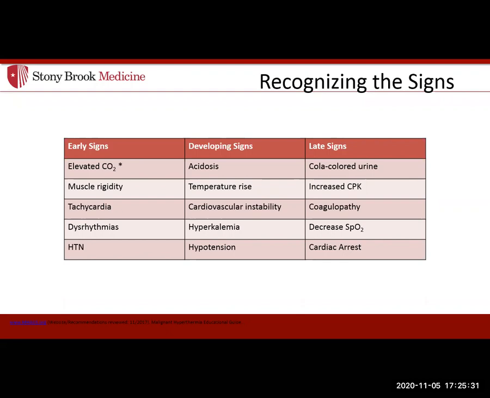The developing signs include our acidotic state and our temperature rise. Now, the temperatures in malignant hyperthermia can get extremely high, and I'll focus on those values on the next slide. And lastly, our late signs are more of our severe outcomes. So our increased CPK, which will lead to rhabdomyolysis, patients can develop coagulopathy, and more severely, they can develop cardiac arrest.